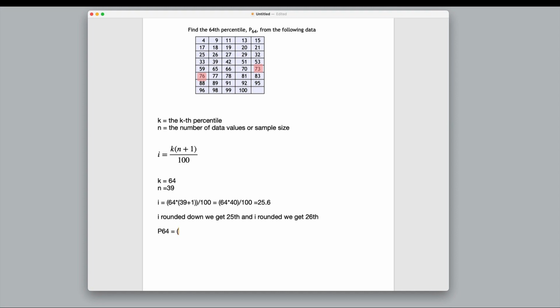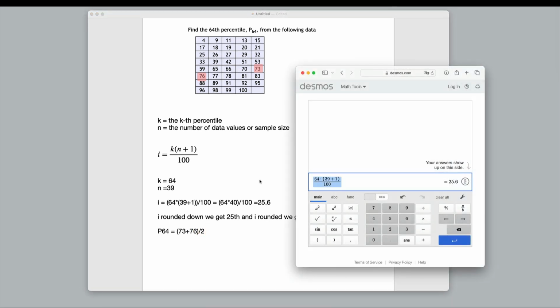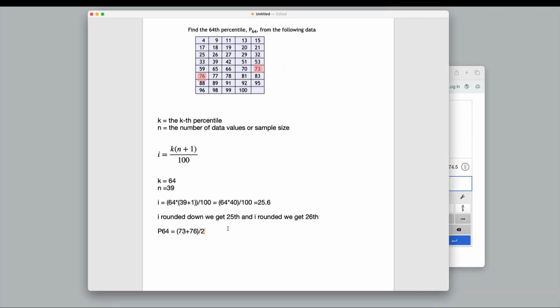To find the 64th percentile, we average those values. So we get 73 plus 76, divided by 2, and we get 74.5. Okay, so 74.5 is our 64th percentile.